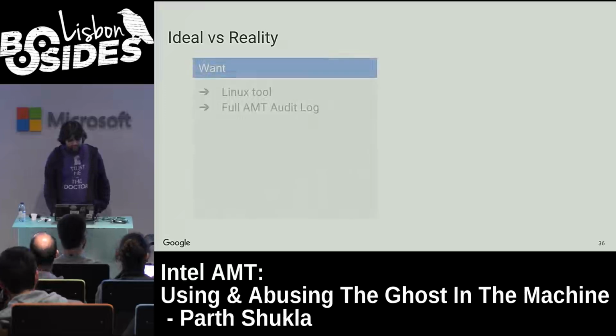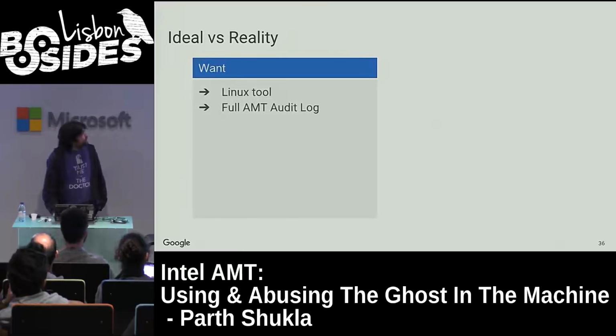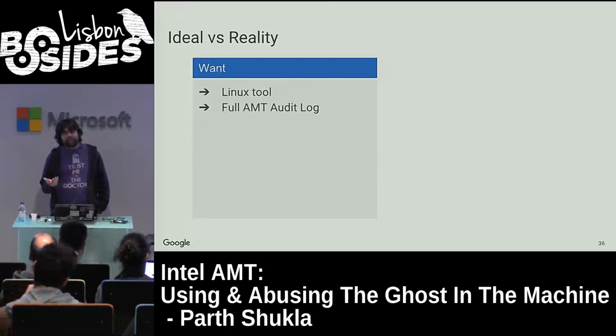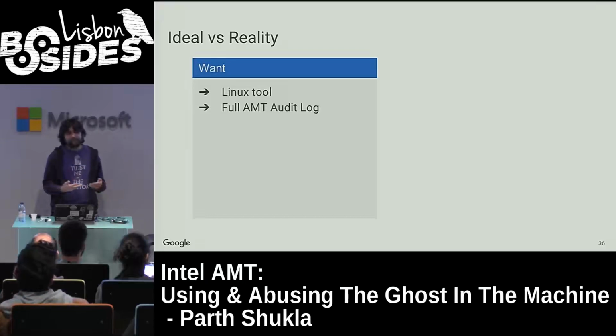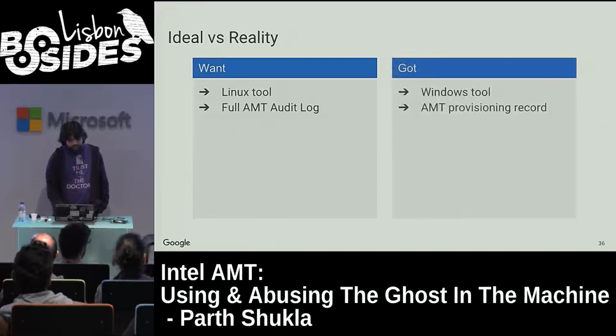So this is what I wanted: a Linux tool and full AMT audit log. AMT has built-in functionality that logs everything you do with it. Amazing, nice. The log can be cleared by an admin, but when you clear the log, it leaves a log entry saying someone cleared it. So as long as I can get to this log, hopefully I can see if someone did something. But without an admin password, I have zero access. What I actually got was the Windows tool, and as I said, it just told me the AMT was provisioned and how it was provisioned. It's interesting, but not enough, in my opinion.